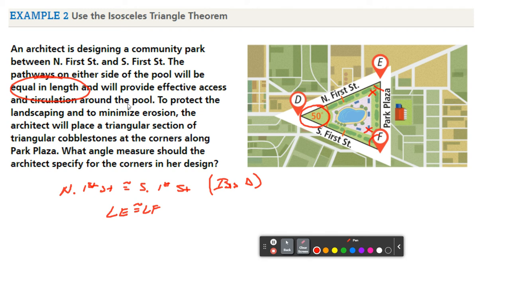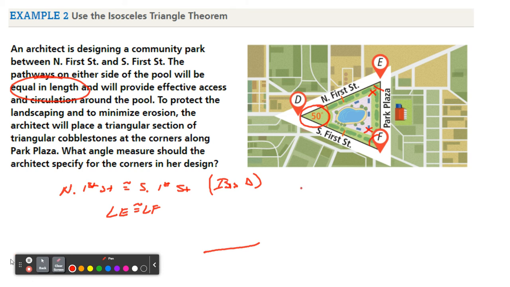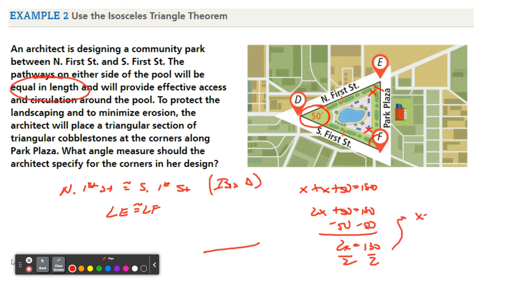And now we can use the triangle angle sum theorem and the fact that the 3 angles add up to 180. So we do X plus X plus 50 equals 180. X and X is 2X plus 50 equals 180. We'll subtract 50 from both sides. 2X equals 130, and we'll divide by 2. And I get an X value of 65. So those angles at E and F should be 65-degree angles.